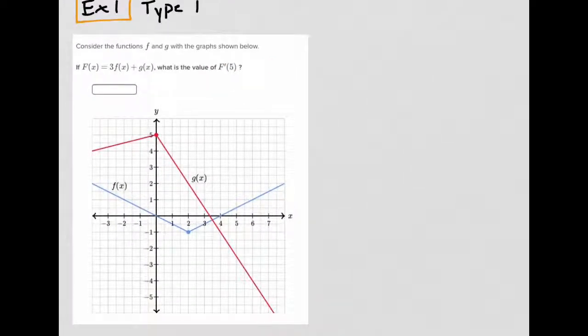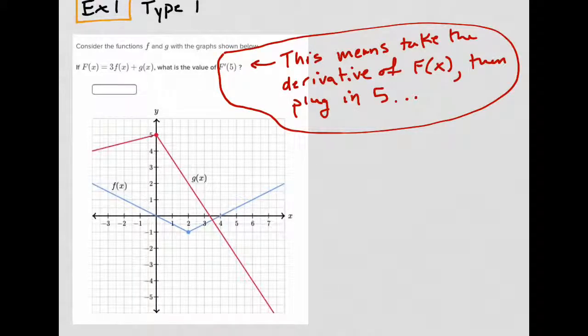First of all, what does this mean? Let me write that down. That's something that's important. You can actually write that down. F prime of 5 means take the derivative of F of x, then plug in 5 for x. That's what that means.